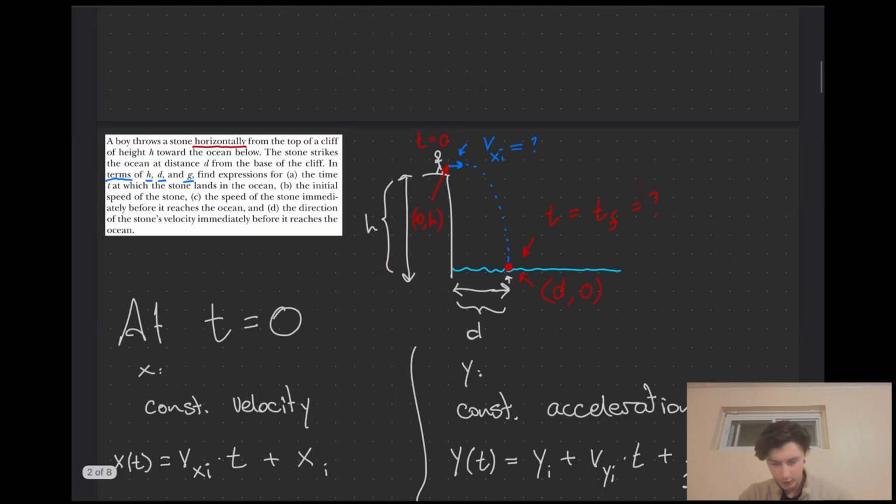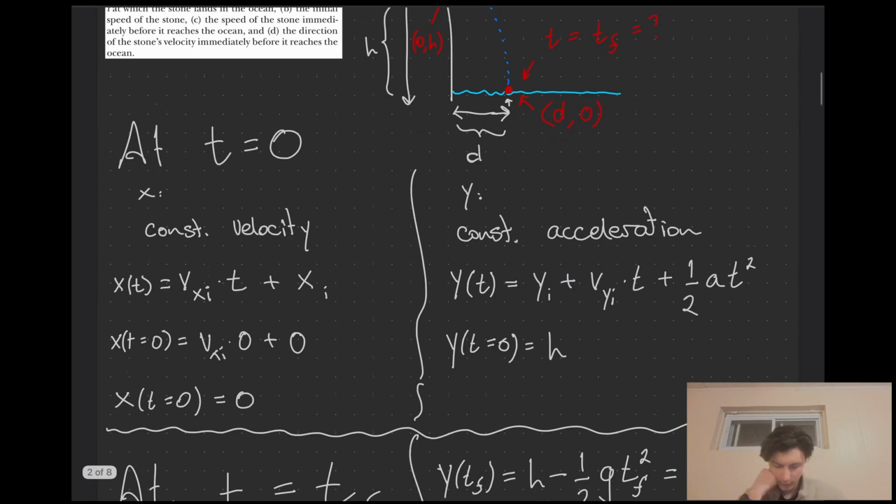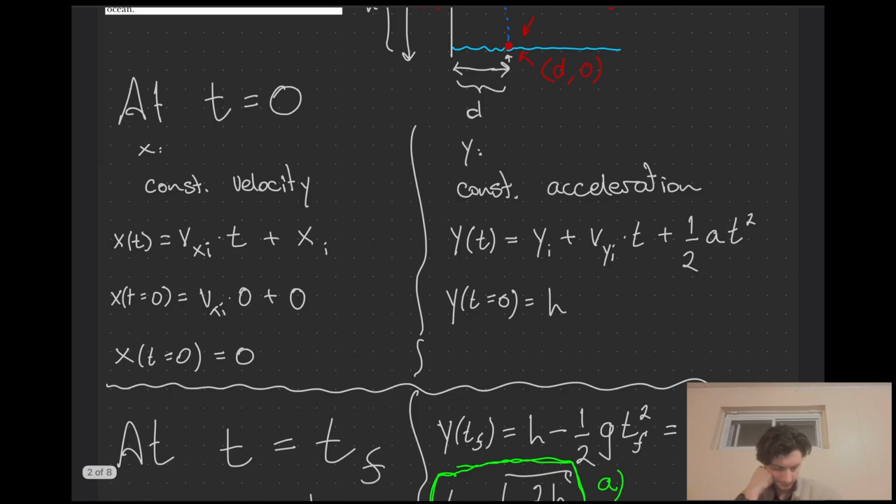All right, let's check what we have for the next problem. We did A, we did B. C is the speed of the stone immediately before it reaches the ocean. Damn. Okay, so we found the speed over here, and we found how long it took to get over here. So what can we do? Could we just... Well, this is the position equation, and this is the position equation. Can we find velocity somehow from here?